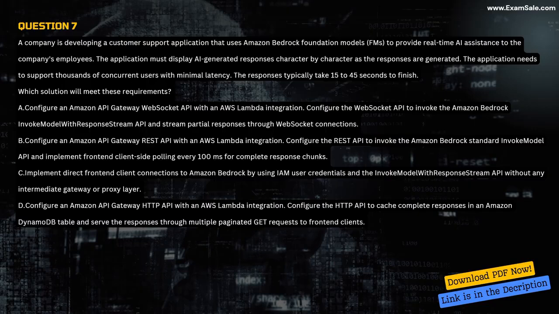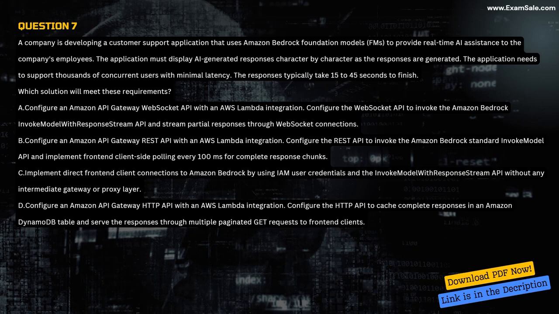A. Configure an Amazon API Gateway WebSocket API with an AWS Lambda integration. Configure the WebSocket API to invoke the Amazon Bedrock Invoke Model with Response Stream API and stream partial responses through WebSocket connections.